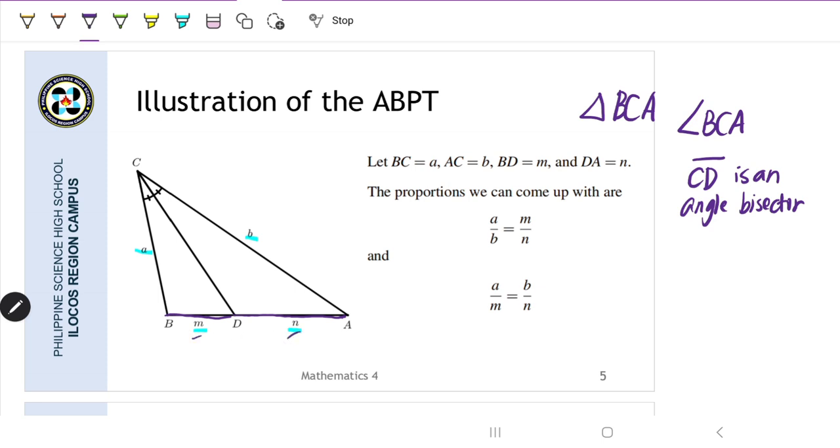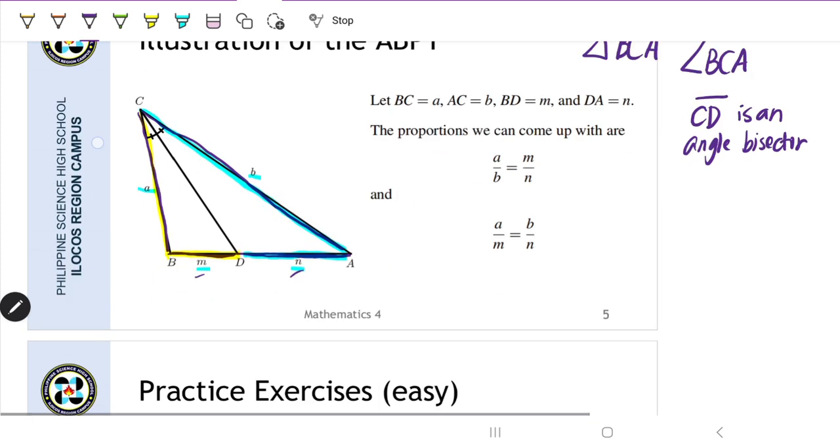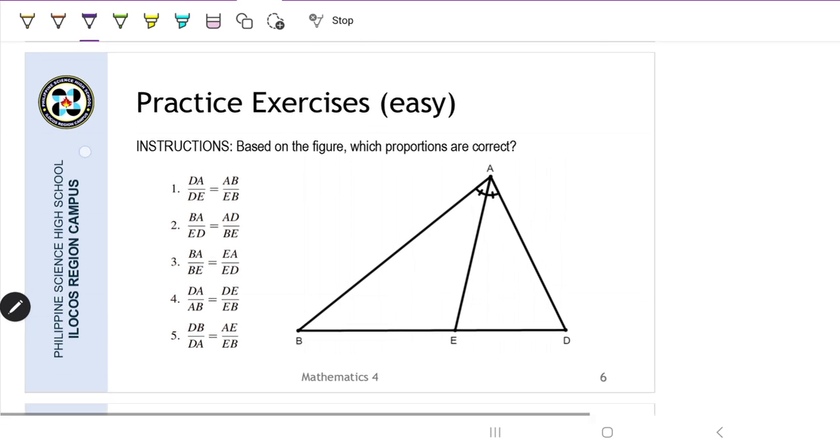So by the ABPT, the following proportions hold. Number 1, a over b is equal to m over n. And the other proportion, a over m is equal to b over n. Now, let's look at some exercises.